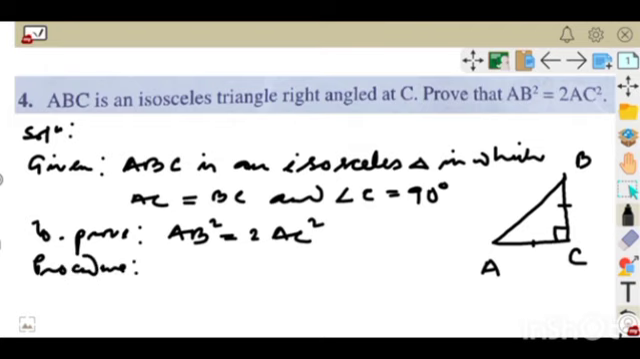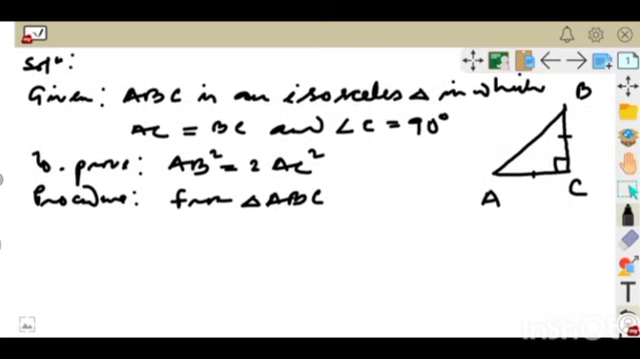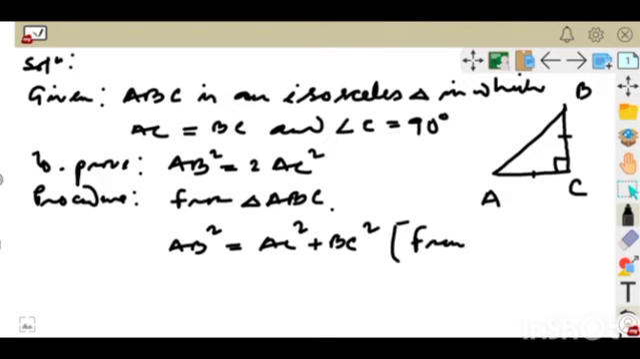Okay, next we need to write proof, or you can write procedure. In procedure, how are we going to start? Okay, we know that this ABC is a right angle triangle because angle C is 90 degrees. So I'll write here, from triangle ABC, what we can write? We can write here AB square equal to what? You can write AC square plus BC square because it is a right angle triangle. So you can say from Pythagoras theorem.